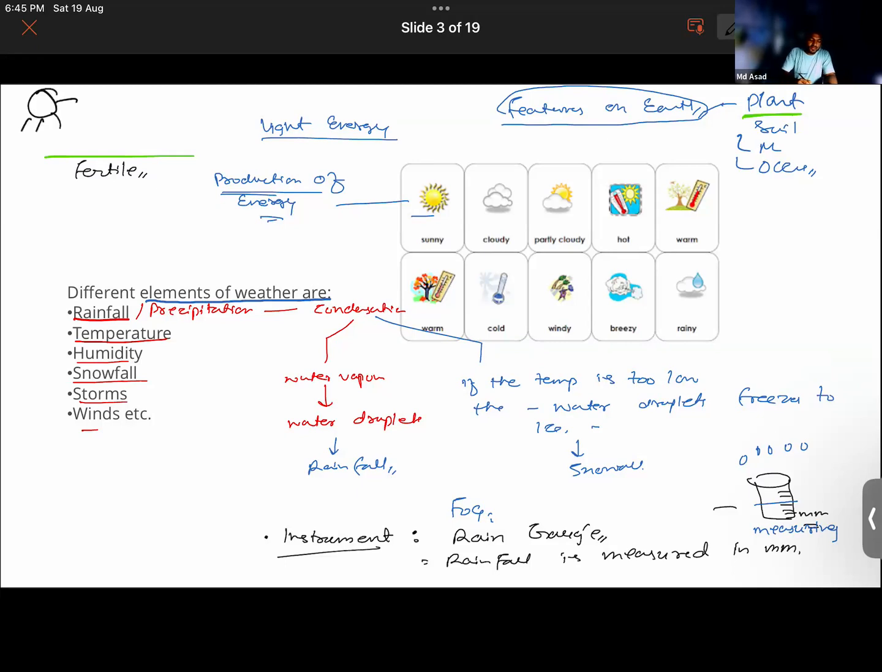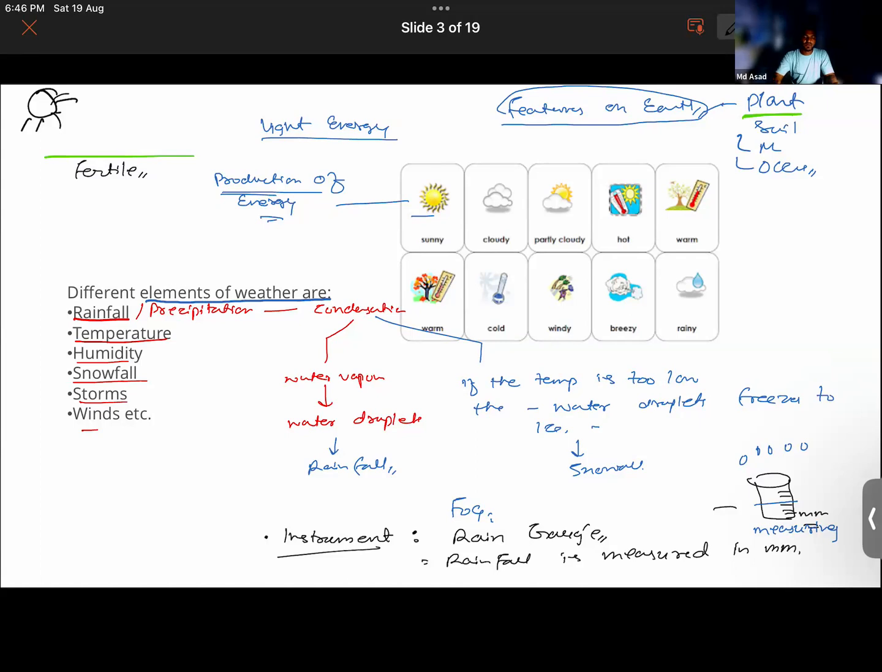So sunlight not only increases the heat of the earth's surface and the earth's atmosphere, it also influences the amount of vegetation in the area. Getting it, guys?